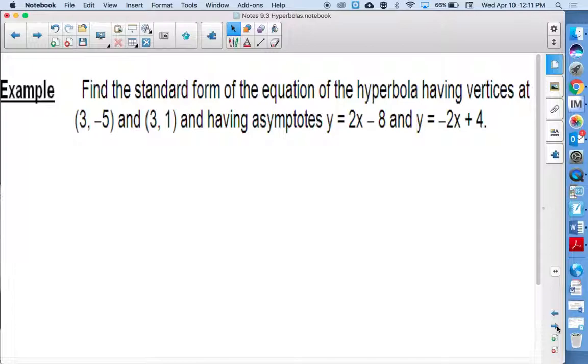This problem has us using asymptotes to help us come up with an equation. So just read through it and see how much you can figure out without using the asymptotes. Save the asymptotes, that second part of the question. But what can you figure out from having two vertices? How much of the problem can you create with a hyperbola having two vertices?